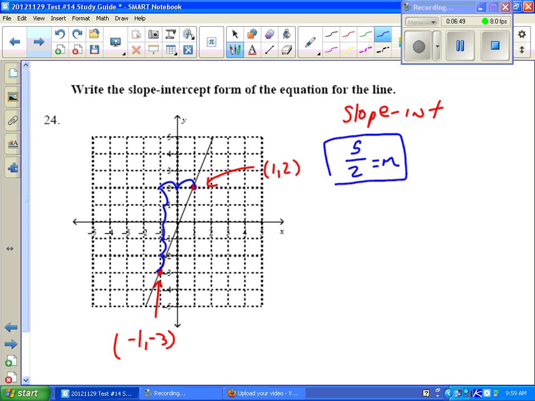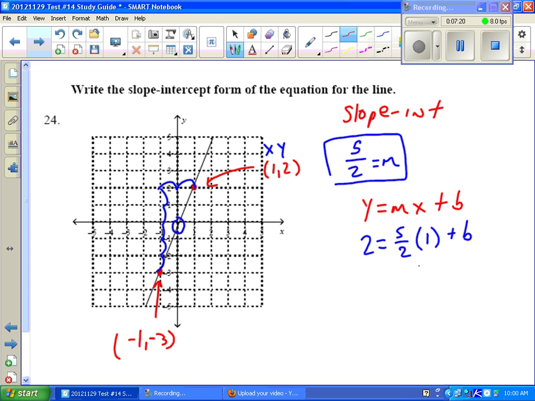Your y-intercept is where it crosses through the y-axis. Now you can look at this, but it looks like it crosses through the middle, like it's not really on an integer. So we're going to have to use one of our points, 1, 2. We use this one as x and y, and we use our slope 5/2 to find what our y-intercept is. So y equals mx plus b, and we're going to plug our values in. Y's value is 2, m's value is 5/2, x's value is 1 plus b.